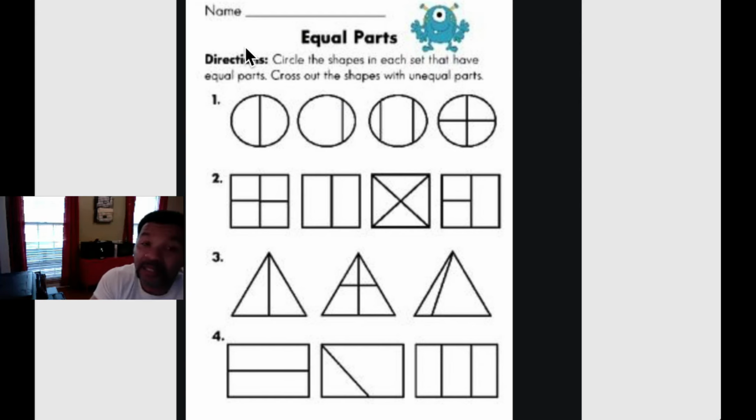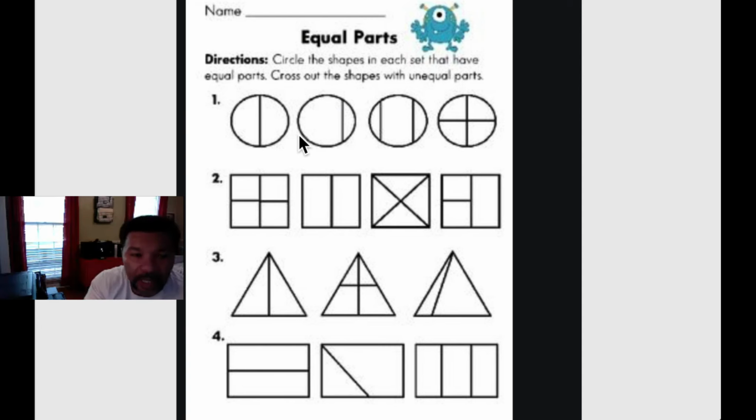Then you look at the directions. So read the directions along with me. Circle the shapes in each set that have equal parts. Cross out the shapes with unequal parts. Now, if equal parts means each part is the same shape and size, then unequal parts means that they're not the same shape and size. So let's see if we can figure out which ones have equal parts.